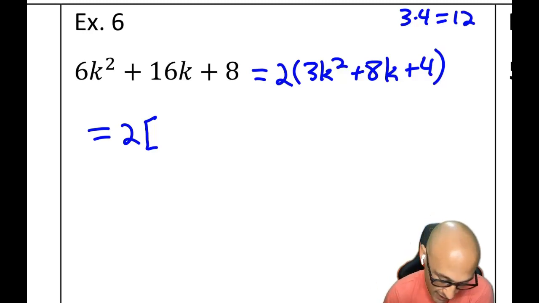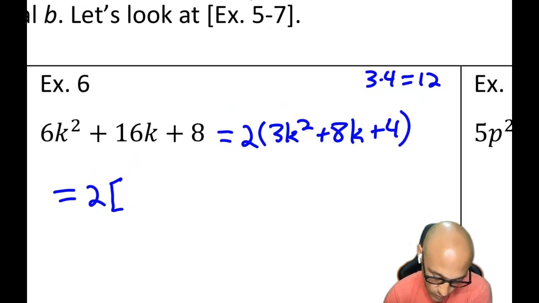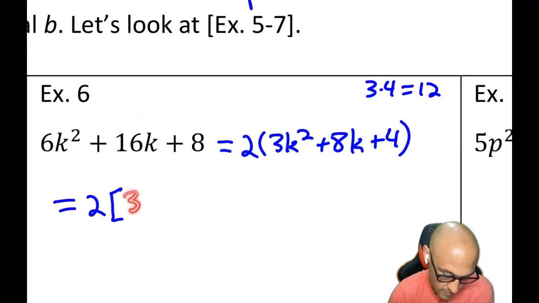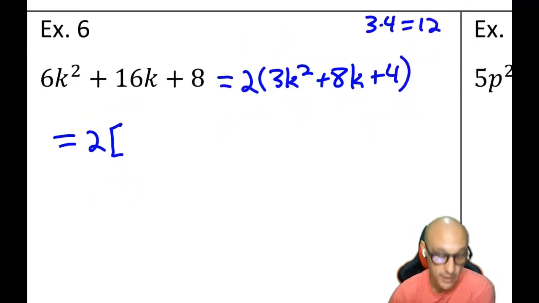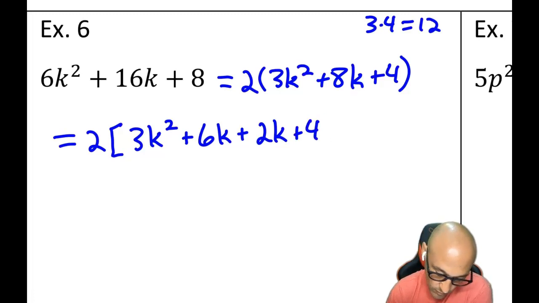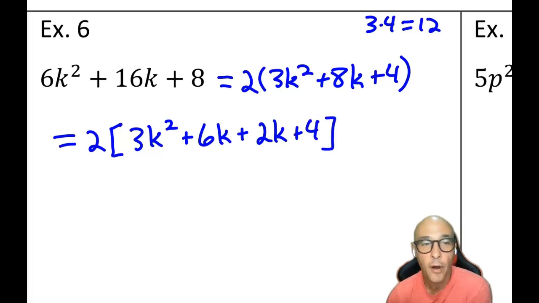So I have, whoops, sorry about that. I have 3, wow, my iPad's jumping all over the place. 3k squared plus 6k plus 2k plus 4. And so now I've split it apart.